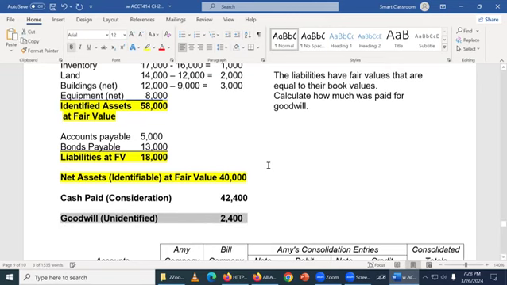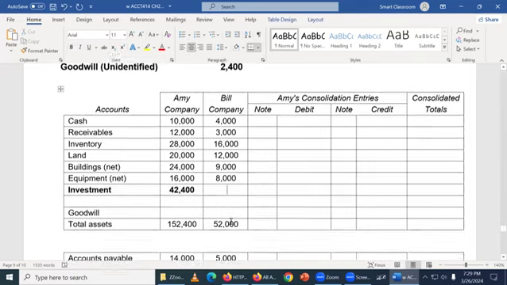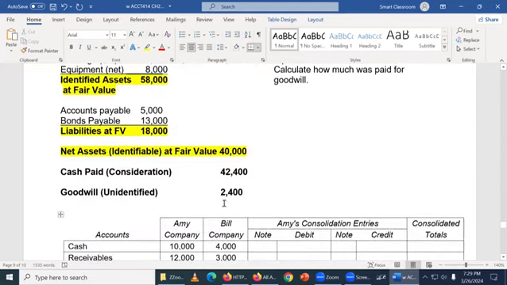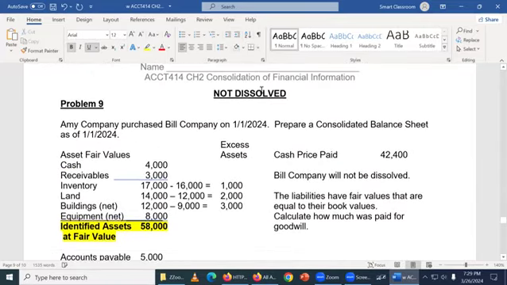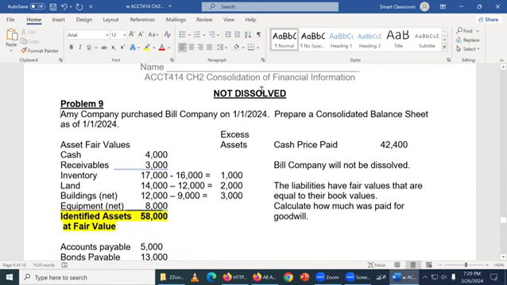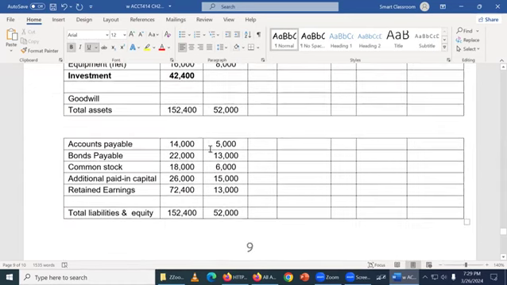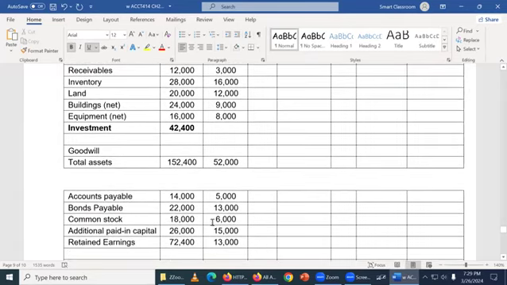Now, notice something: we paid 42,400. It includes that goodwill. So this goodwill is in the 42,400. That's one of the assets in there. Okay, let's do our eliminations. All right, let's see, stocks, we have to get rid of the stocks.